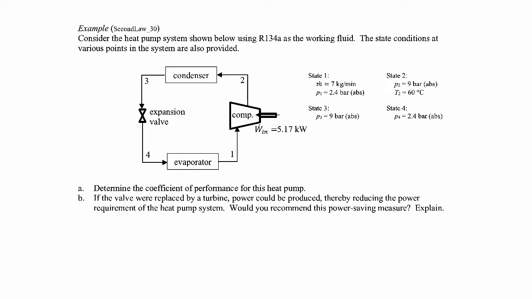Let's get started on this example. Here we have a heat pump cycle using R134A as the working fluid. The cycle consists of a compressor, which then goes into a condenser where some heat is released to the hot reservoir. And then it goes through an expansion valve into an evaporator. The evaporator is where heat is coming in from the cold reservoir, and then goes back into the compressor.